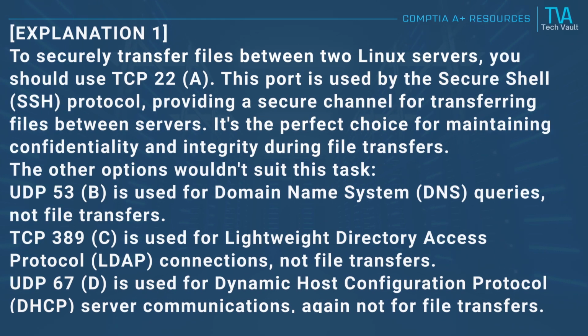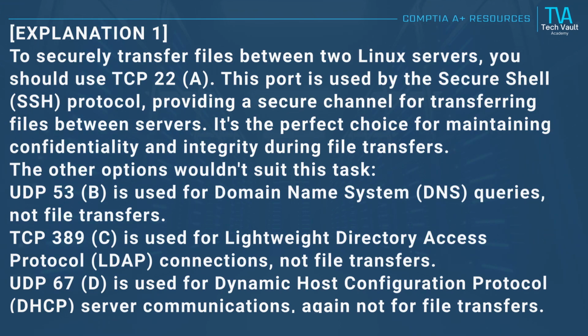To securely transfer files between two Linux servers, you should use TCP 22, A. This port is used by the Secure Shell SSH protocol, providing a secure channel for transferring files between servers. It's the perfect choice for maintaining confidentiality and integrity during file transfers. The other options wouldn't suit this task.